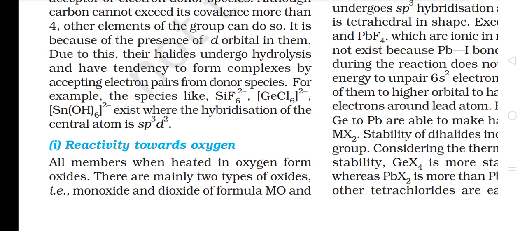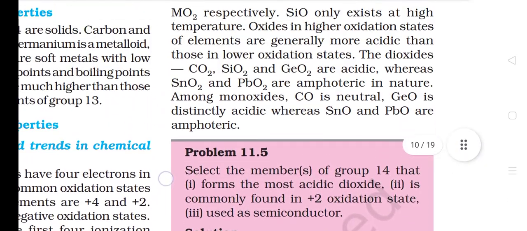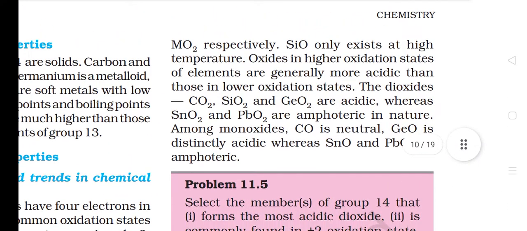Reactivity towards oxygen. All members when heated in oxygen form oxides. There are mainly two types of oxides, monoxide and dioxide, of formula MO and MO2 respectively. SiO only exists at high temperature. Oxides in higher oxidation states of elements are generally more acidic than those in lower oxidation state.